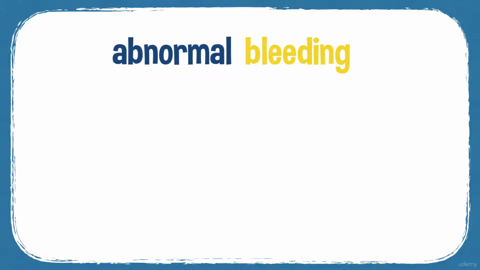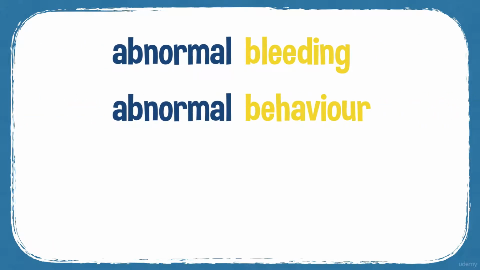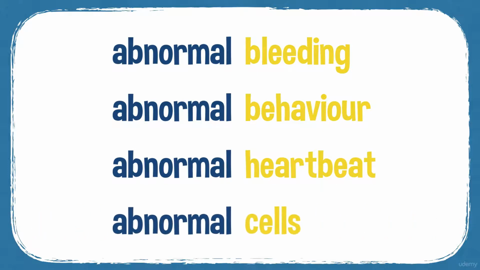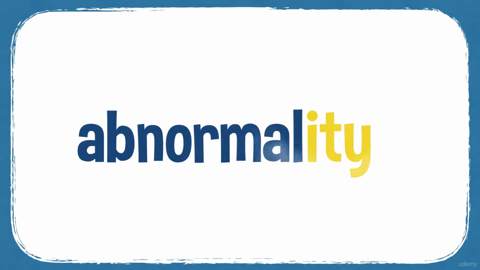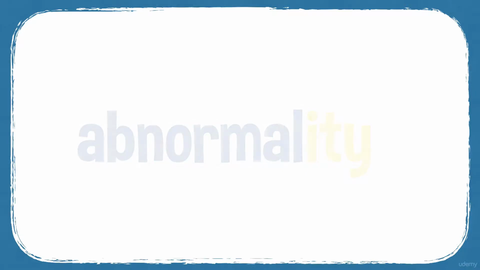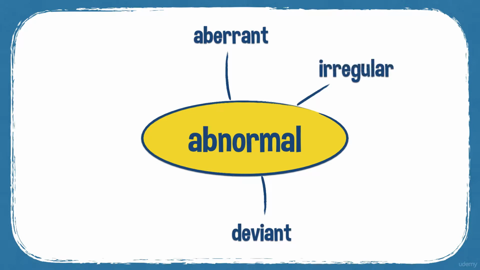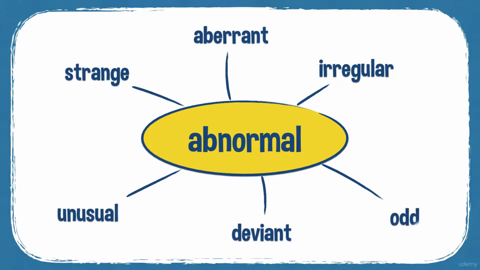So you can have abnormal bleeding, abnormal behaviour, these are common collocations, abnormal heartbeat, abnormal cells. And you can also have a noun, abnormality. So you have abnormal, abnormality. So some synonyms: aberrant, deviant, irregular, unusual, strange, odd.